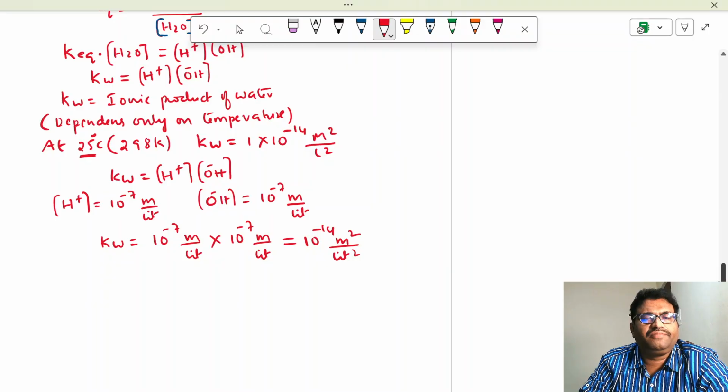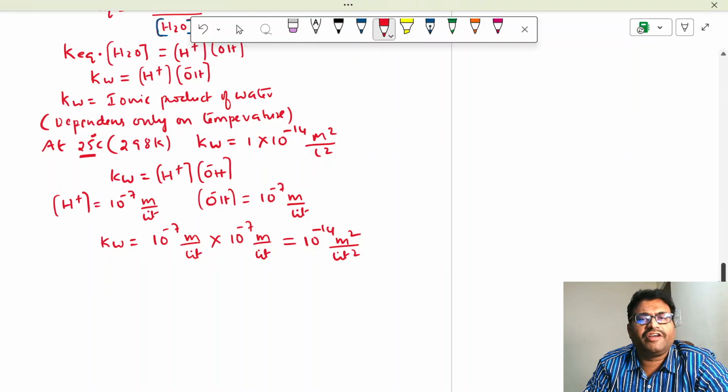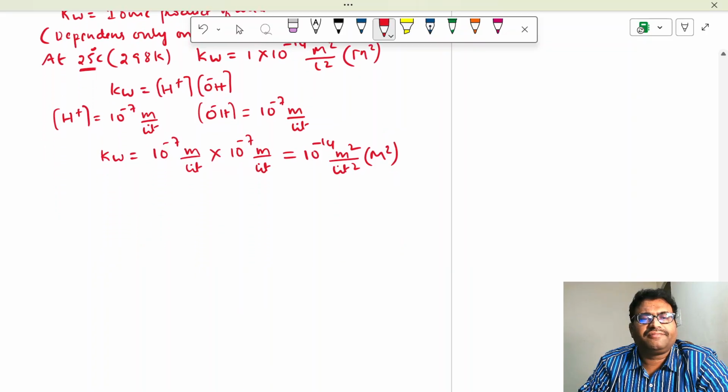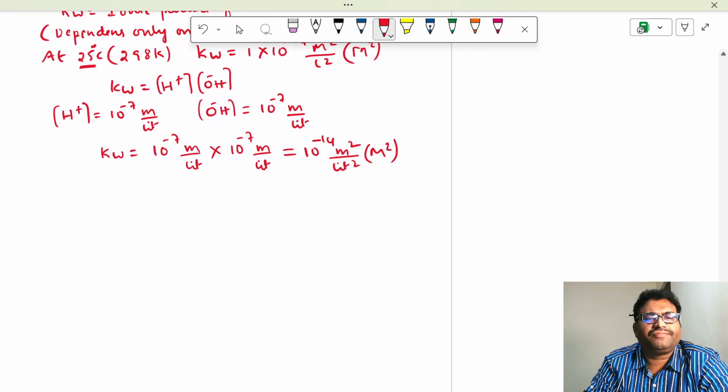10 power minus 14 mole square per liter square. This can also be represented as capital M square, where M is molarity. Molarity is mole per liter, so mole square per liter square can be written as capital M square. Understood? So at 25 degrees centigrade, this is the value.